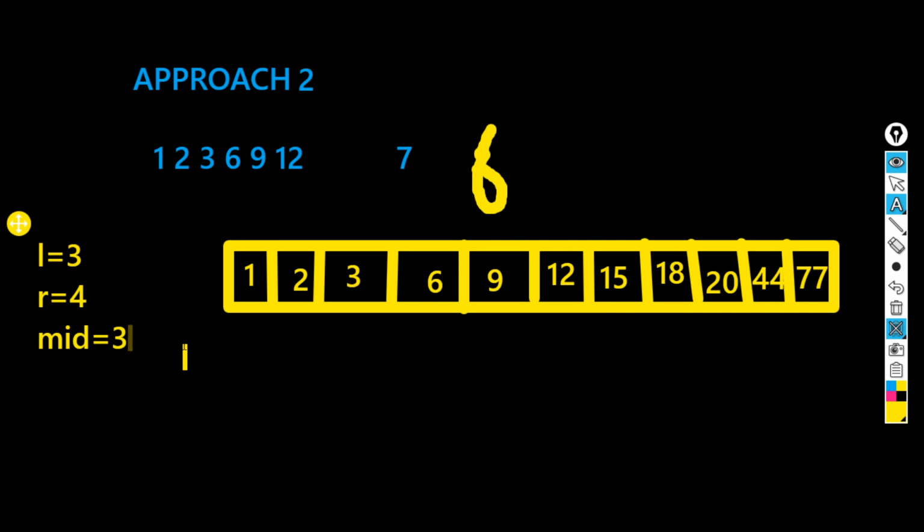Now we will check at the third index. The value is 6. Now 6 is less than 7, so we will increment L. L will be 4. Now we will find the mid. Mid is 4, and R will be equal to 3. Now we will check the main condition, which is that the loop will run only while L is less than or equal to R. Now the condition becomes false, so the program will break and terminate, and we will return the value of L.